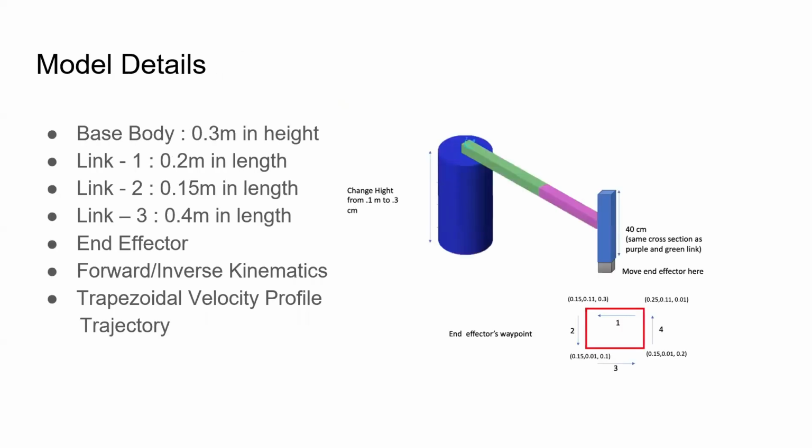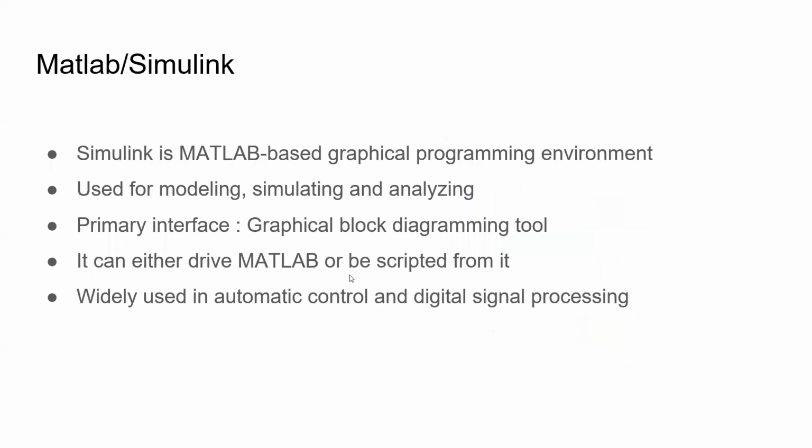Here are some of the basic details about the model. The Simulink output of this SCARA robot is going to look something like this. We're going to have one base body, and this is going to be link 1, link 2, and this is going to be a vertical link 3. We are going to use 2 revolute joints here, and then one prismatic joint here, and there's going to be the end effector. We are going to define the waypoints, basically defining the motion that we want the end effector to have. We'll be utilizing a trapezoidal velocity profile trajectory. I'll be talking in detail as we go ahead in this presentation.